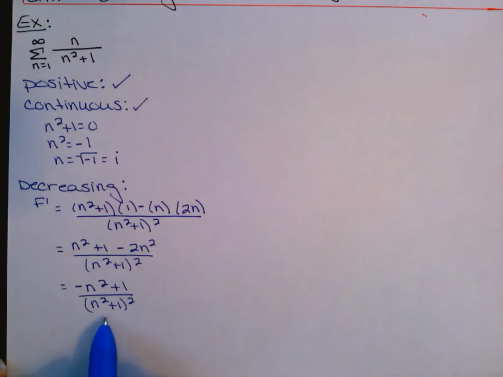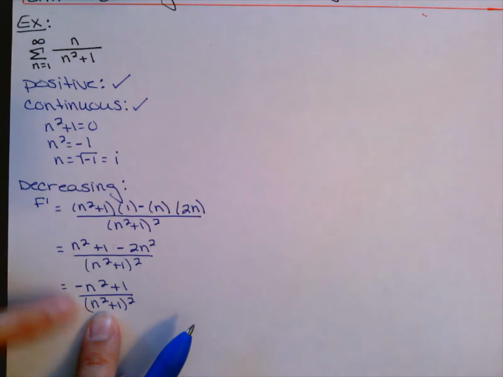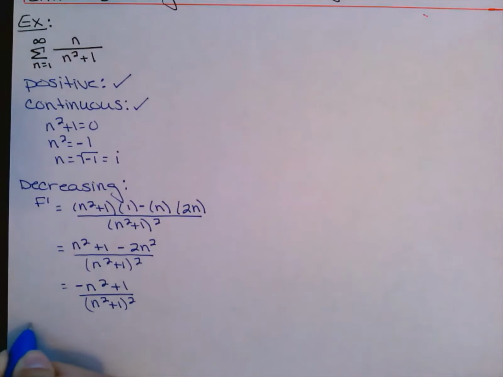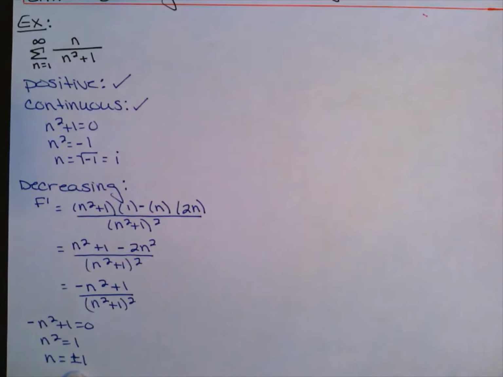Now I know that when I set this denominator equal to 0, which is technically what I just did here, that gave me an imaginary number. So I can skip that step and just say, all right, negative n squared plus 1 equals 0. I'll have n squared equals 1, n equals plus or minus 1, right? So those are my possible max and mins, right?